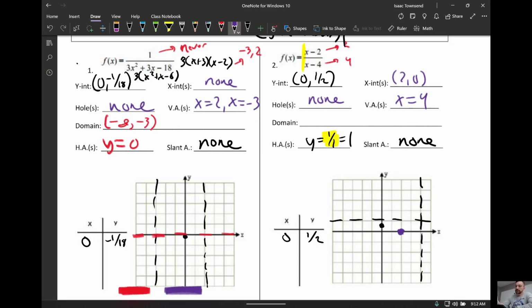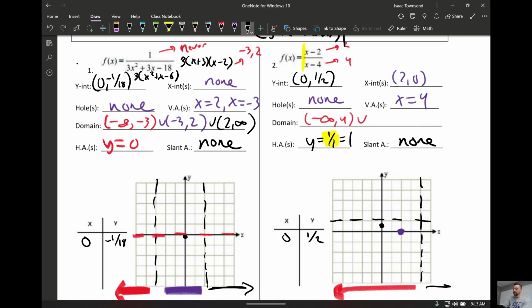Then I can hit all of these x values, which are -3 to 2. And then I can't plug in 2 because of division by 0. But then I can plug in all of these, which would be 2 to infinity. So I'm trying to color that down here below the graph to help you see what your domain should be. In question 2, the only thing that's division by 0 is x equals 4. So I can plug in everything to the left of 4, and then everything to the right of 4.